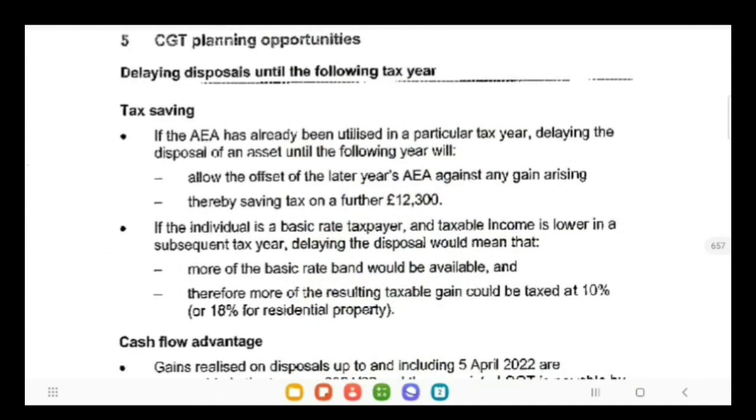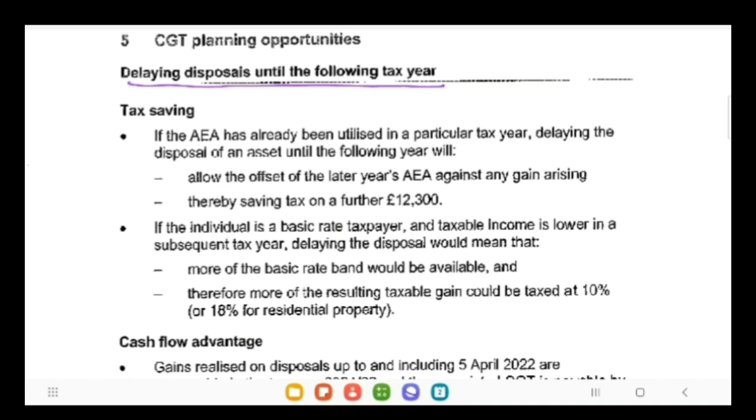CGT planning opportunities: delay disposal until the following tax year. The planning opportunity available is that you may delay the disposal until the following tax year. For example, if you are going to dispose of an asset in March and you think that in the current year you already have enough capital gain that will be used by the annual exempt amount as well as the basic rate band, you can postpone the sale of the capital asset to the next month, April 2022. In this way, you can save some tax. You can use the annual exempt amount of next year.